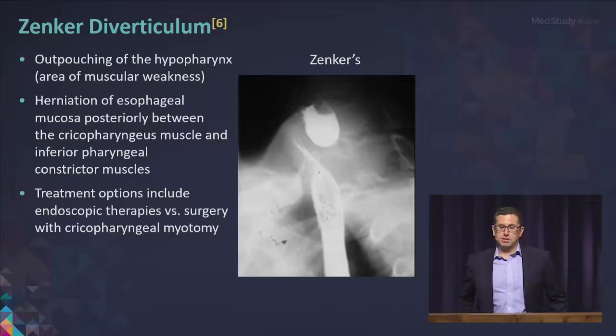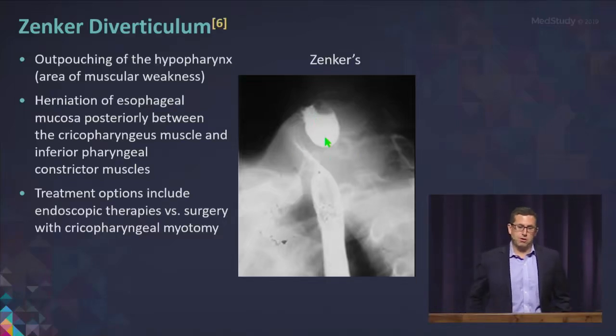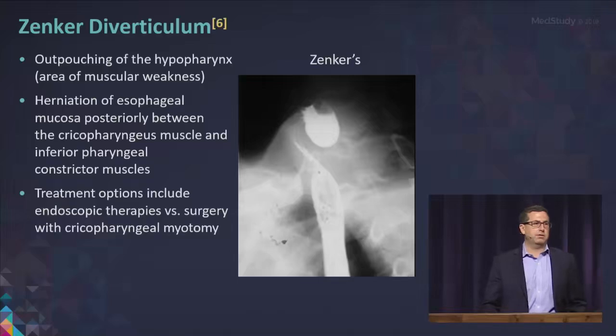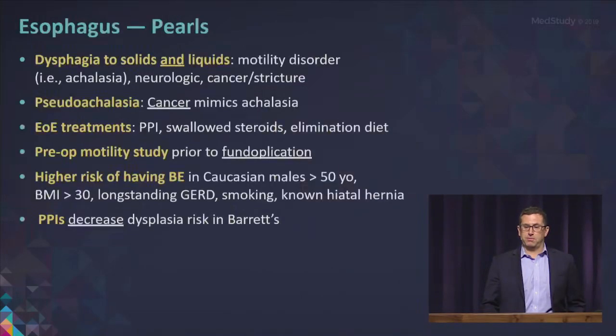So Zenker's diverticulum, outpouching of the hypopharynx, you could see it right here on this x-ray. So here's the upper esophageal sphincter, and then you could see this outpouching collecting barium. So really what's going on is there's herniation of esophageal mucosa between the cricopharyngeus muscle and the inferior pharyngeal constrictor muscles. Too much information, I know. Treatment options include endoscopic therapies versus surgery versus cricopharyngeal myotomy. It kind of depends on the comorbidities of the patient. But we do have endoscopic therapies that are available for this.